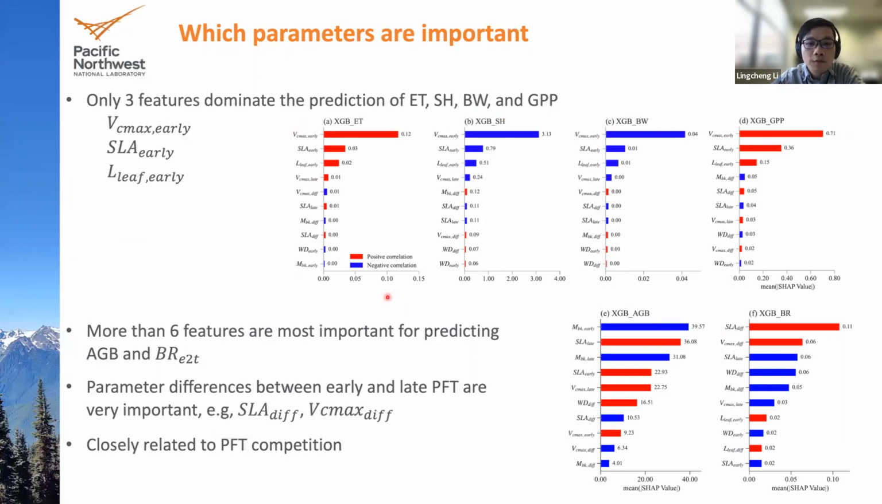So this is for grid level, but for the other 2 variables, aboveground biomass and biomass ratio, you can see that more than 6 features are important. Which means these 2 variables are relatively difficult to emulate, or they are very sensitive to many processes, especially the biomass ratio, which is related to the competition between 2 PFTs. Also, if you look at the parameters, the differences between the early and late PFTs are important. Not like here, where only the early PFT parameters matter, but here it's more related to the difference between the 2 PFTs. This is also reasonable, because it's related to their competition. So the difference between the trees' parameters becomes important.